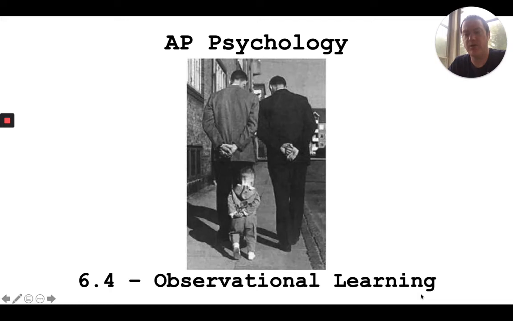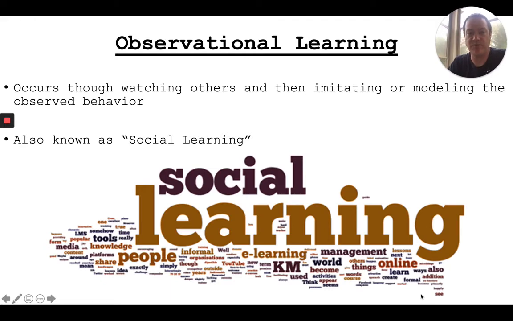We learn through social settings and watching others, learning from that and adapting it into our own thinking and behavior. But again, the definition of observational learning is when we watch others and then imitate or model that observed learning into our own behavior. Sometimes it's called social learning. Sometimes you'll see observational and social kind of intertwine or be interchangeable. Totally fine. It's the same thing.